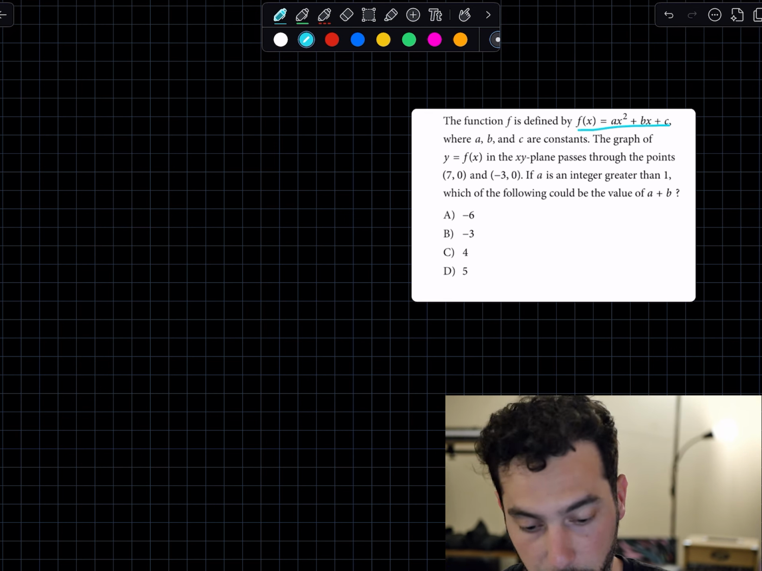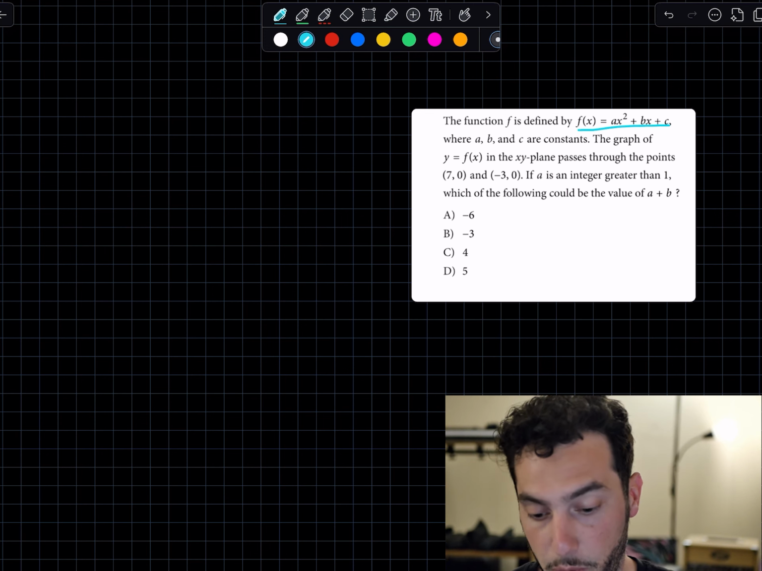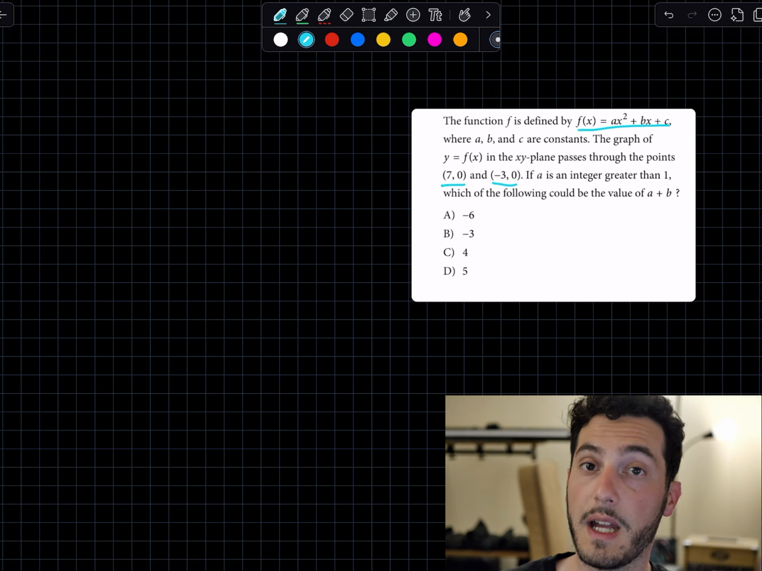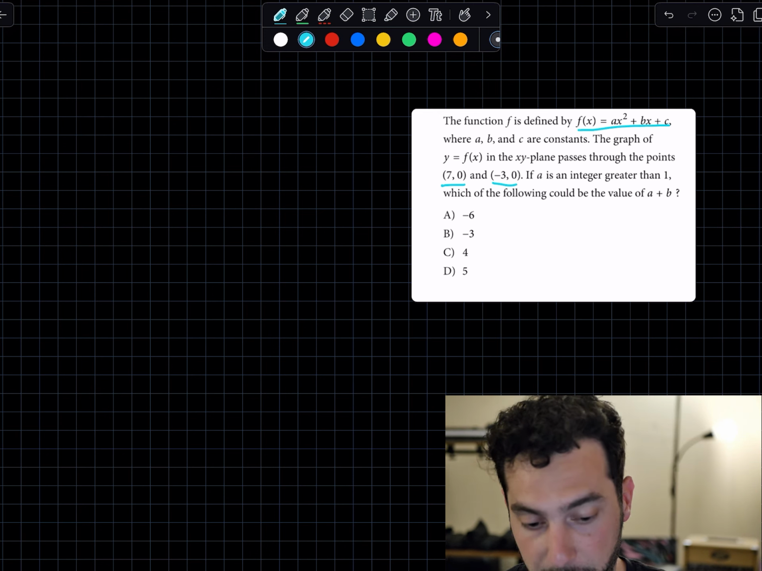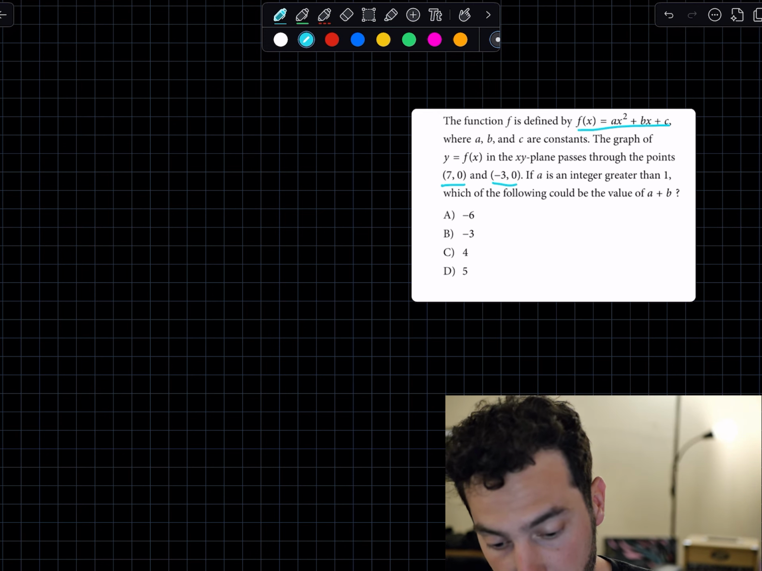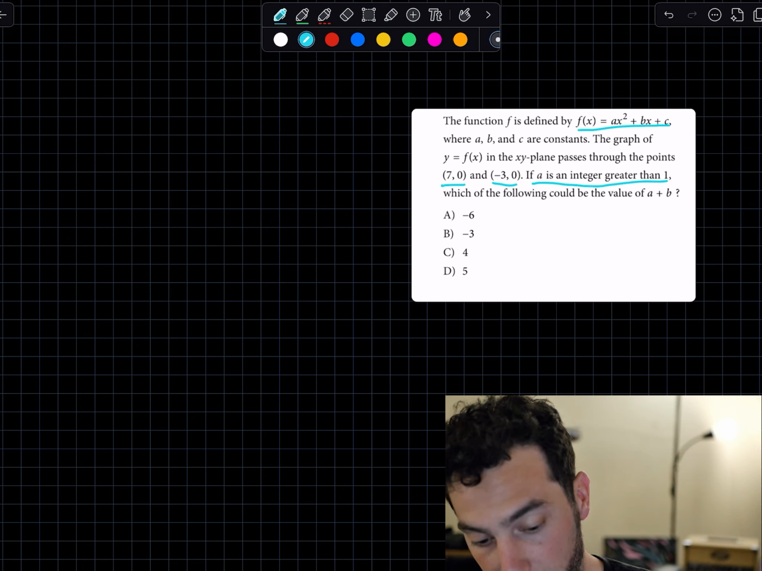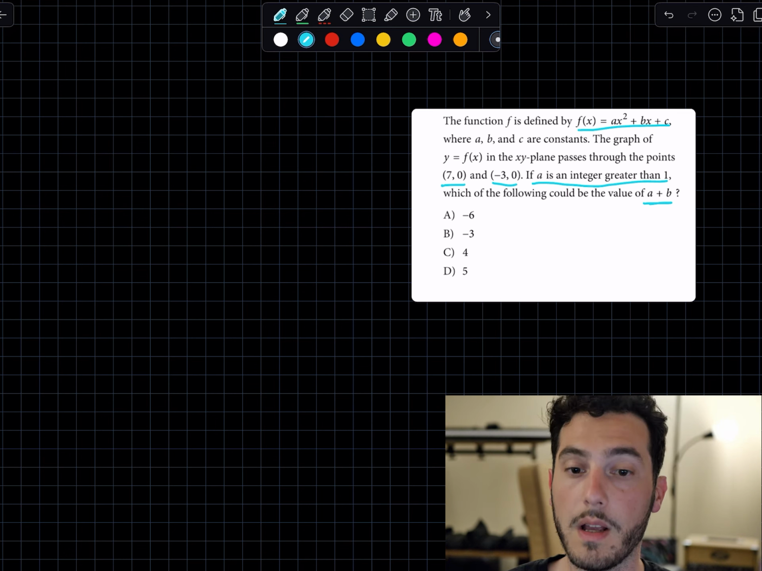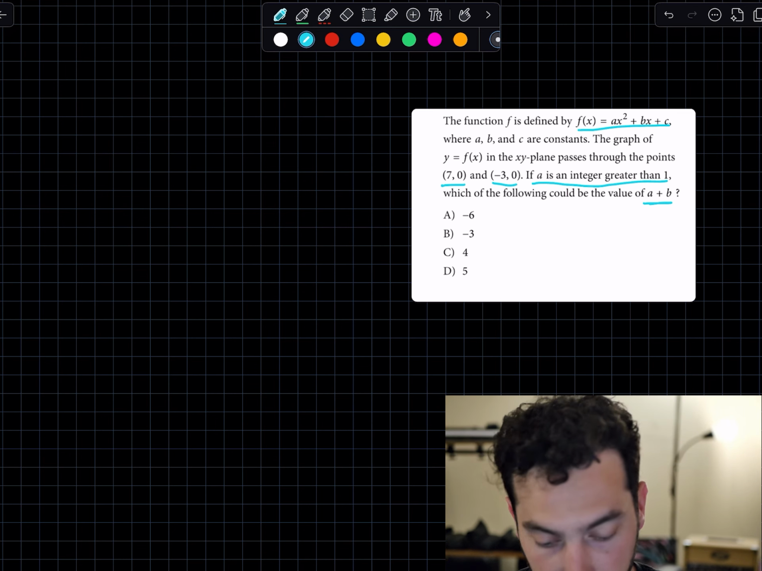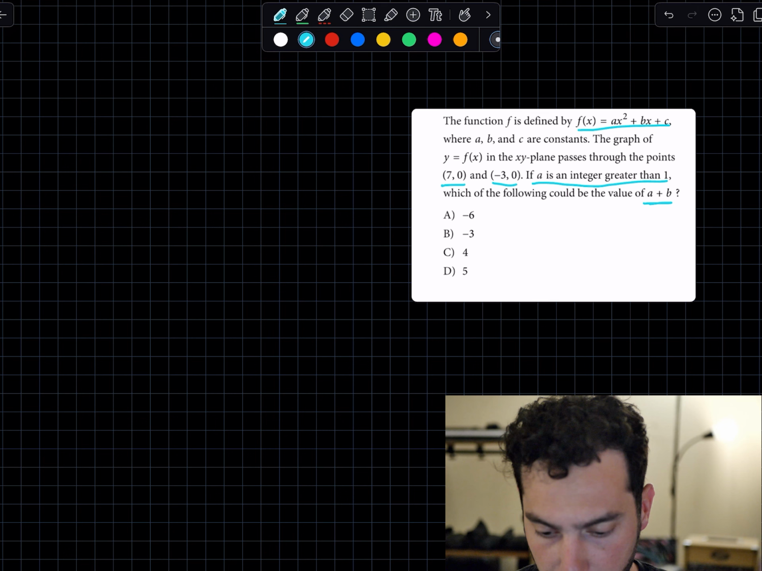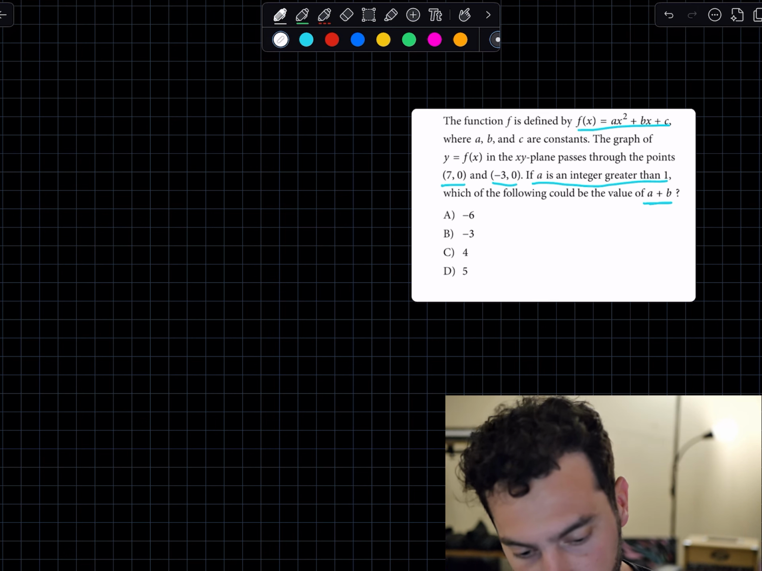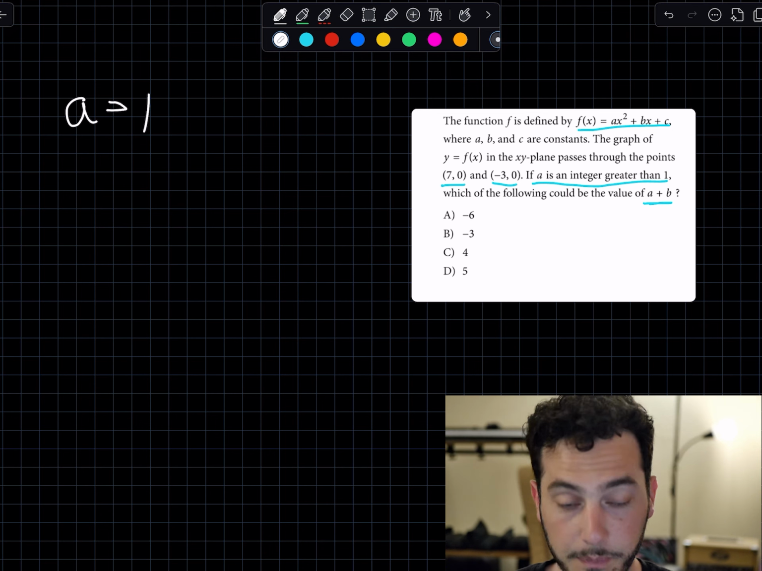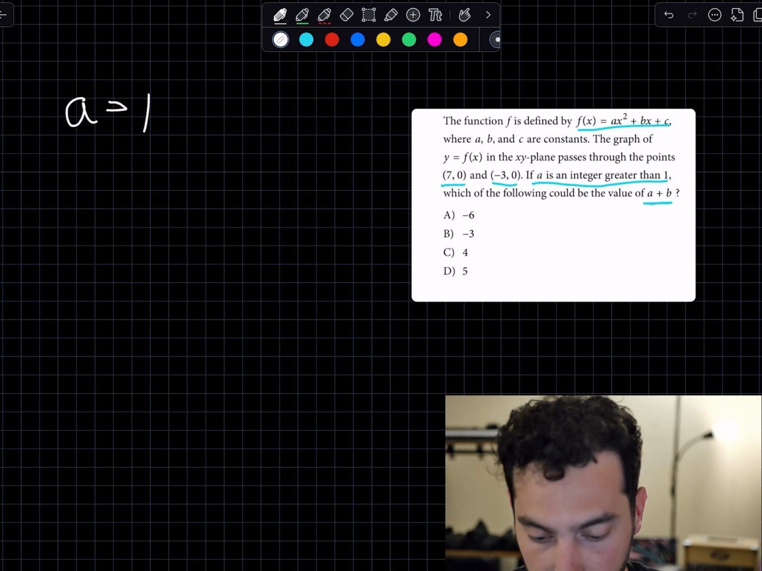The graph of y equals f of x in the xy-plane passes through the points (7, 0) and (negative 3, 0). So these are going to be actual x-intercepts. And this is really, really important. If a is an integer greater than 1, which of the following could be the value of a plus b? So let's write down some of the stuff we have so far. We know a has to be an integer greater than 1, so I'll just write that down: a is greater than 1. Can't equal 1, so it's just greater than.